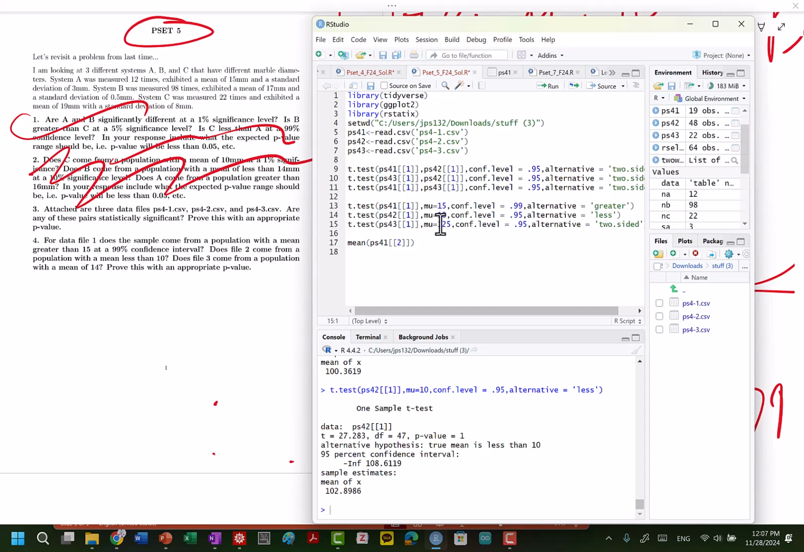And then finally, does 3 come from a population with a mean of 14? So this can be two-sided. And my confidence is also going to be 95 because it's not specified. And that is going to be definitely reject. P is less than alpha over 2.